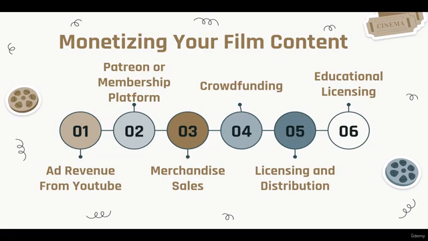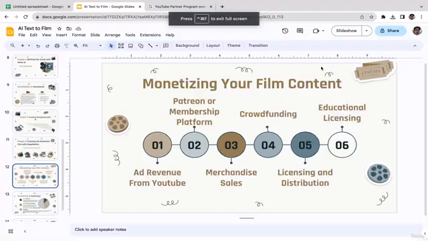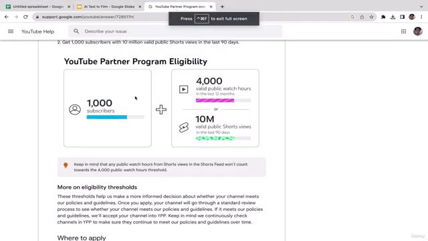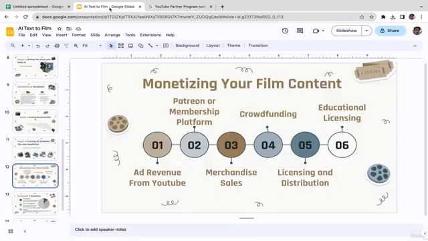However, before applying, you need to make sure that you're eligible. To check your eligibility, just go to this website, guys. As you can see, we have two options. The first one is to have 1,000 subscribers and 4,000 valid public watch hours in the last 12 months, and the second option is to have 1,000 subscribers and 10 million valid public Shorts views in the last 90 days, or in the last 3 months. Make sure that you satisfy these two requirements first before applying.